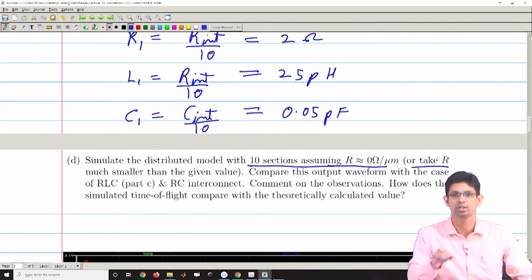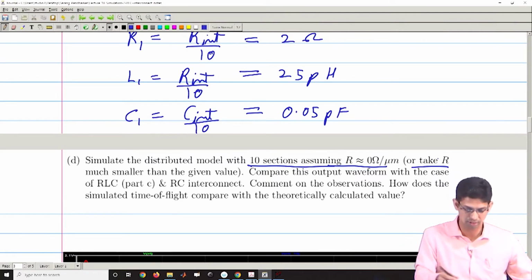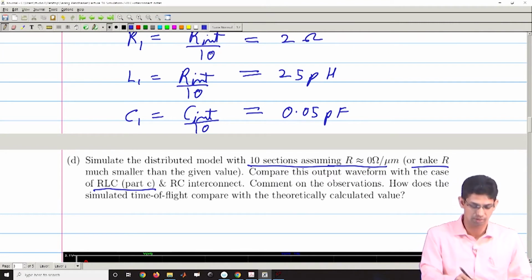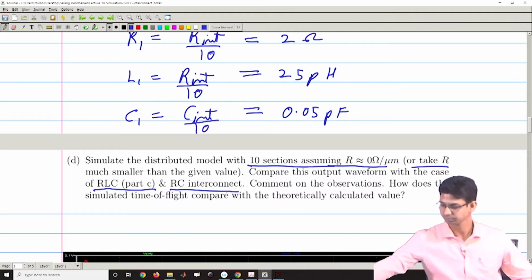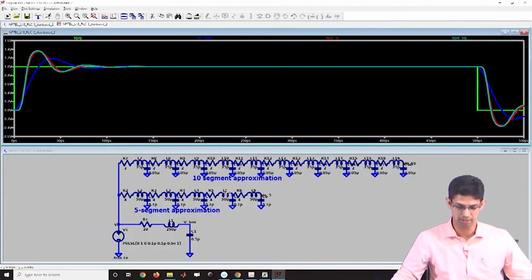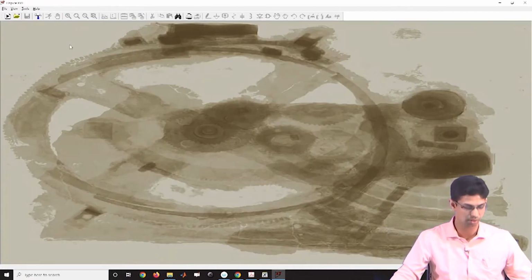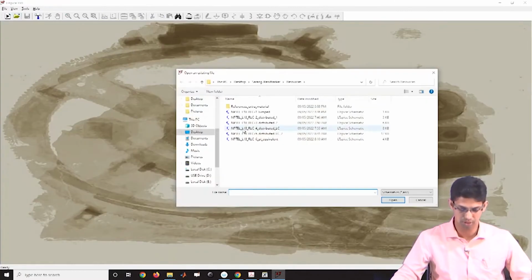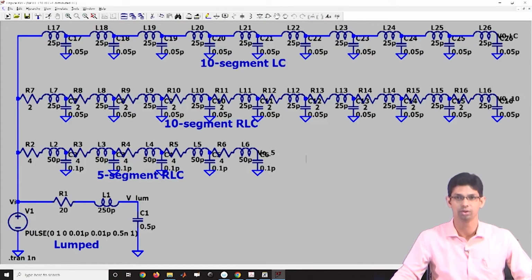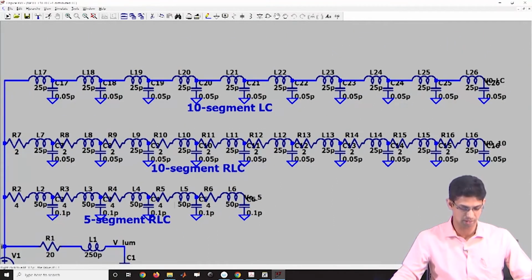In LTspice, I have just removed the resistance. So what I have is just an LC circuit, and then we will compare this with the case of the RLC circuit, and you can also then go back and check it with the RC interconnect. Right, so let us look at that. Again, you can pause the video and do the simulation before proceeding. I have already made up the circuit. So I have this distributed LC model. The first one is lumped, we will not be comparing it with the lumped here. The second one is 5 segment RLC, 10 segment RLC, and 10 segment only LC.